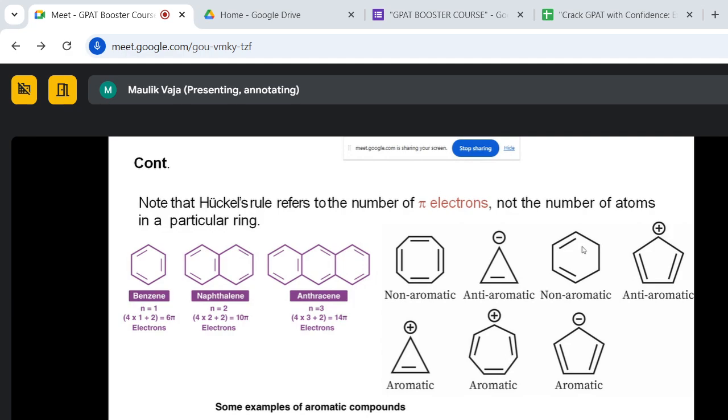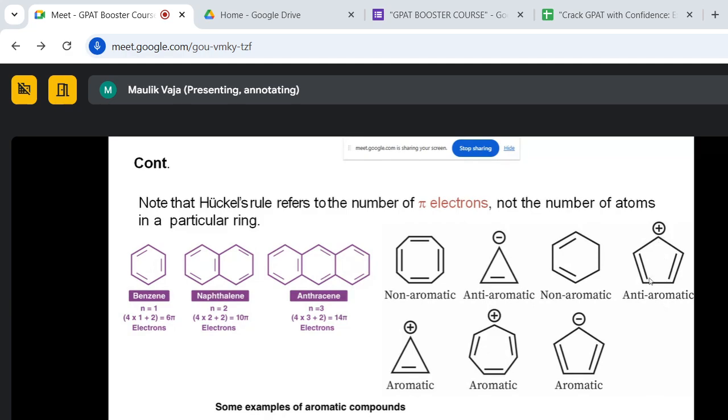Here, non-aromatic. Why? Because conjugation is not there. If a compound does not contain conjugation, then it will become non-aromatic. It may be cyclic, planar, everything okay, but conjugation is a must requirement for a compound to be called aromatic or anti-aromatic. Just like this compound, if we take the example of this compound having a positive charge on this atom, then it will become anti-aromatic.